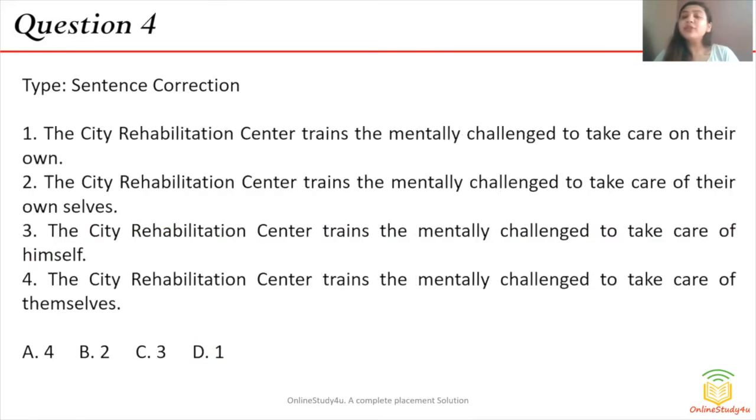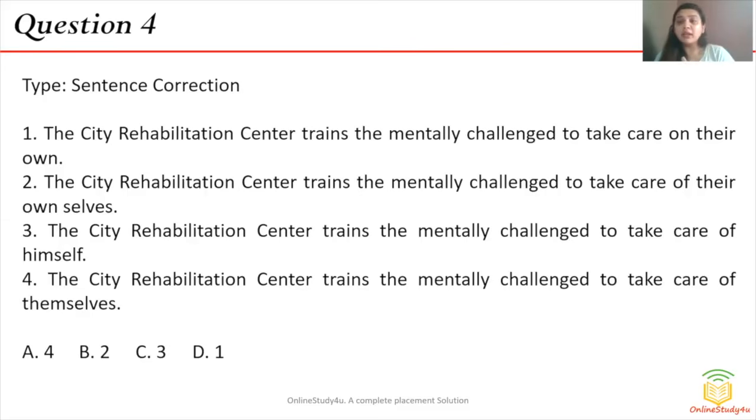Now, sentence correction, question number 4. The City Rehabilitation Center trains the mentally challenged to take care on their own. Firstly, let's understand the elements. There are 3 elements of the sentence. One is City Rehabilitation Center, another is mentally challenged, and third is taking care. Now, whenever, firstly, it is taking care of. So the first one is anyway gone. The City Rehabilitation Center trains the mentally challenged to take care of their own selves. Okay, of their own selves.